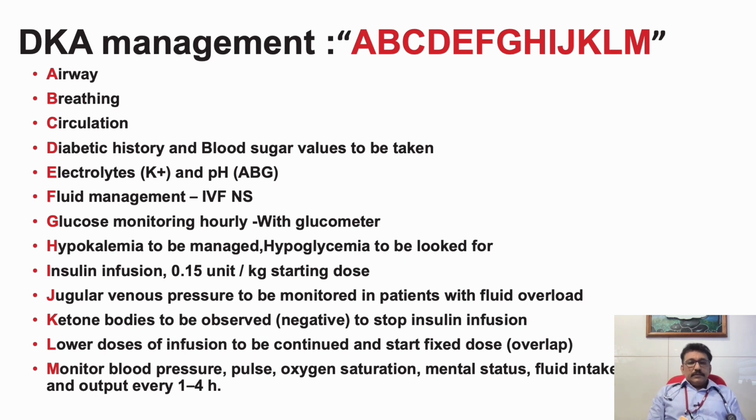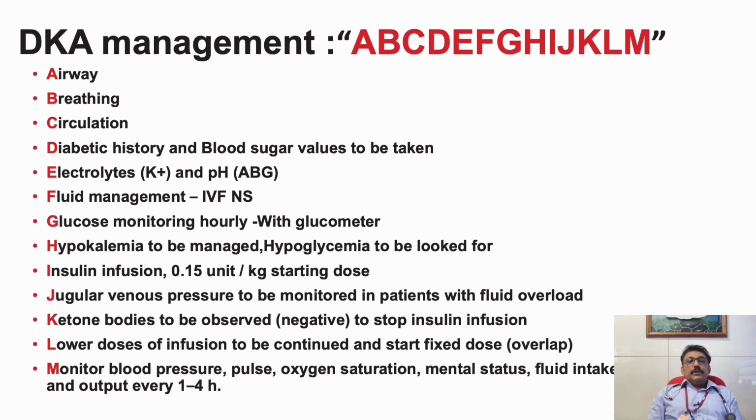Once the patient is stabilized and the blood sugar is at 250 or less than 250, you can switch to DNS. Then glucose monitoring is very, very important, because rapid drop of blood sugar is dangerous. So we have to have a graded reduction of glucose, 75 milligram per hour, that is an ideal reduction.